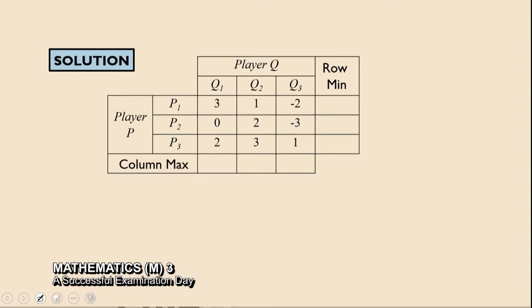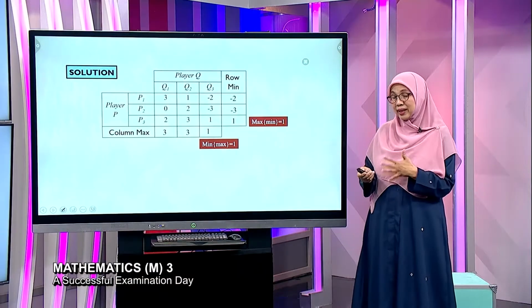Since the task word is determine, you have to show working. Working is simple. Just find the values for the row minimum and find the maximum of the minimum values, which is 1. And then find the column maximum for each column. Find the minimum of the column maximum values, which is 1. So notice that we have 1, 1, meaning that we have a saddle point.